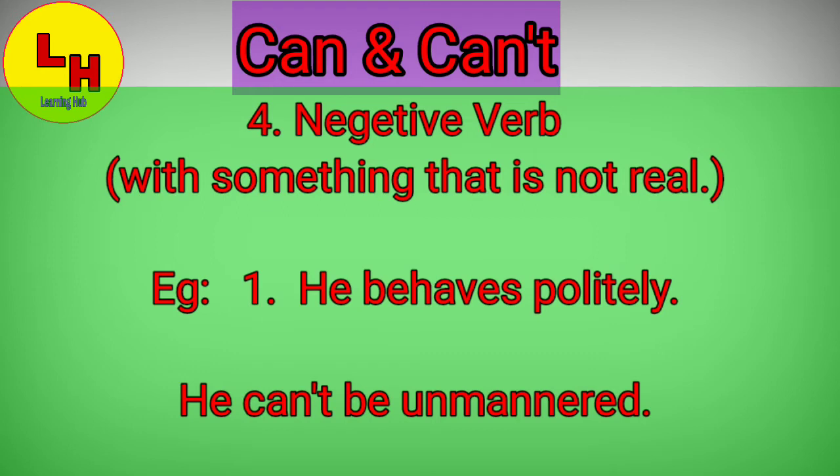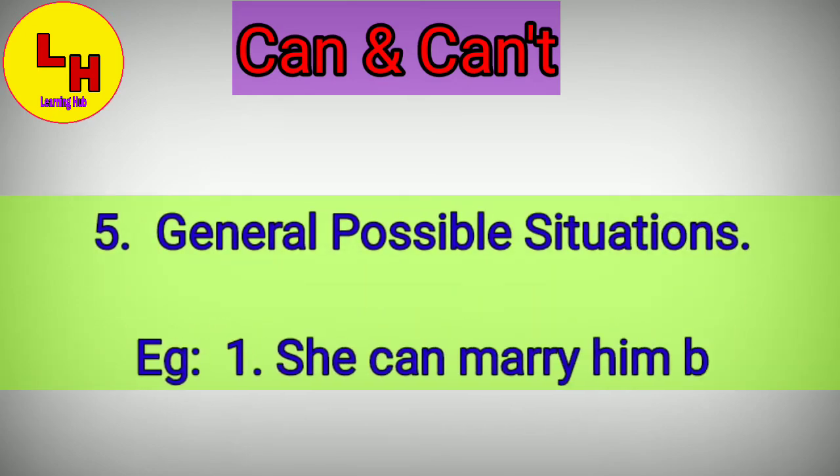Point number 4, negative verb with something that is not real. He behaved politely. He cannot be unmannered. If the person is behaving politely, we cannot assume him to be unmannered. So point number 4 is negative verb.